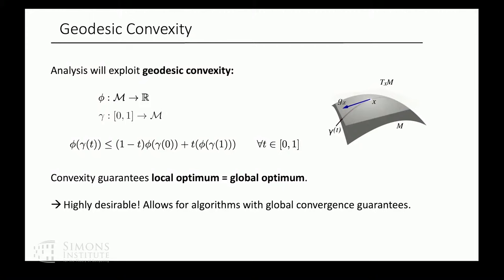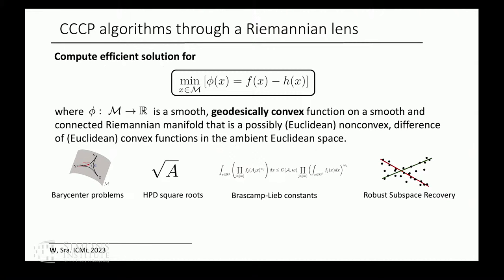This generalized notion of convexity has, in the optimization context, the same nice properties that we usually have with convexity. It guarantees that there's a unique global optimum, meaning that if our algorithm finds a local optimum, we can be sure that it is the global optimum. And that's, of course, highly desirable because that means that we can derive global convergence guarantees for our algorithm.